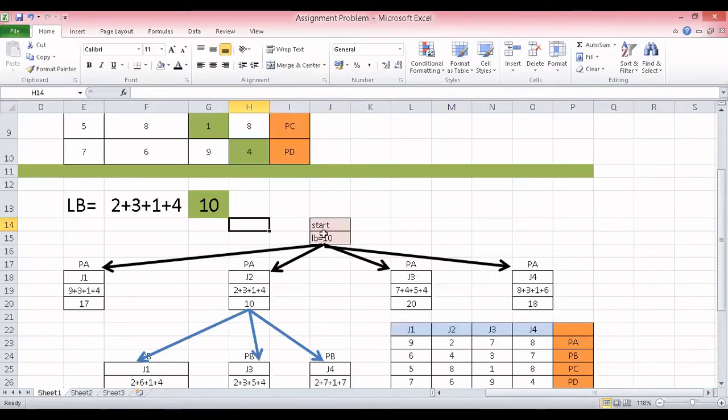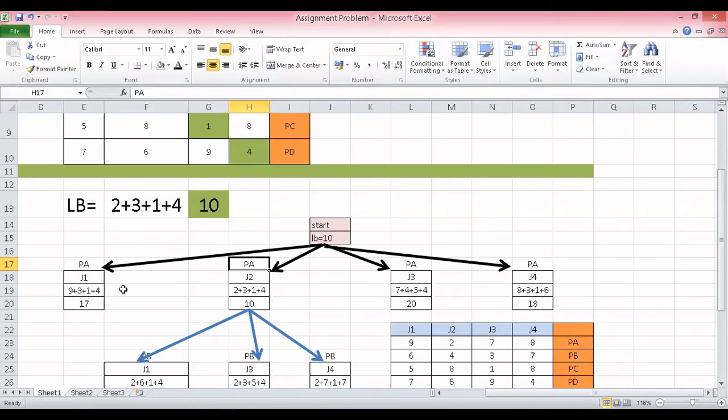And starting from the starting point, I have to check what the cost is if job 1 is assigned to person 1, job 2 is assigned to person 1, job 3 is assigned to person 1, job 4 is assigned to person 1. Person 1 is person A. So person 1 is named A.